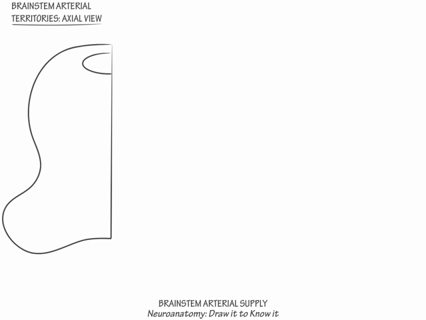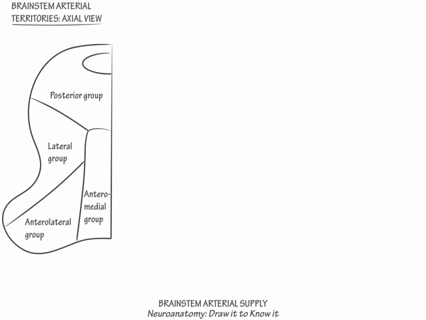Then designate the thin paramedian region as the anteromedial group. Now divide the remainder of the brainstem from anterior to posterior into the anterolateral, lateral, and posterior groups.